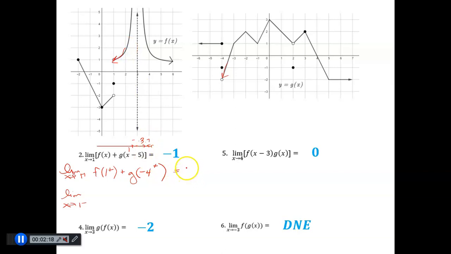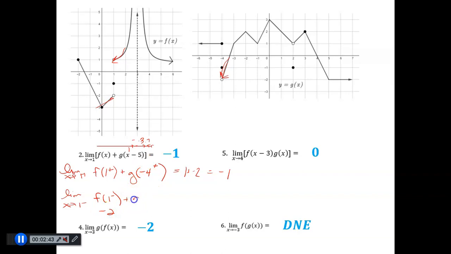Okay, so if I flush those numbers out, f of 1 when you approach from the positive side is 1. G of -4 when you approach from the positive side is -2. You get a -1. We have to do the same thing, but we have to do it from the other side. So when I do that, f as you approach from the negative side of 1, we know is going to be -2.